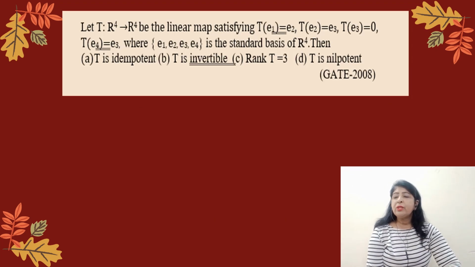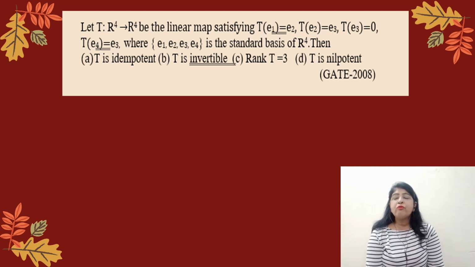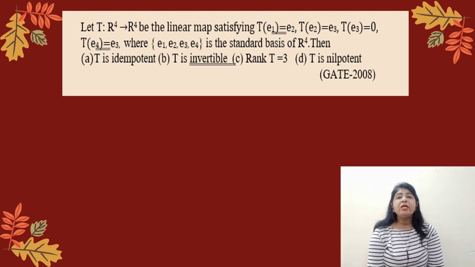So the first question is, let T from R4 to R4 be a linear map satisfying T of E1 is equal to E2, T of E2 is equal to E3, T of E3 is equal to 0 and T of E4 is equal to E3, where the set of E1, E2, E3, E4 is a standard basis for R raised to power 4. Then we have to choose one of the options. First, T is idempotent. Secondly, T is invertible. Third, rank of T is equal to 3. Fourth, T is nilpotent. This question was asked at GATE in 2008.